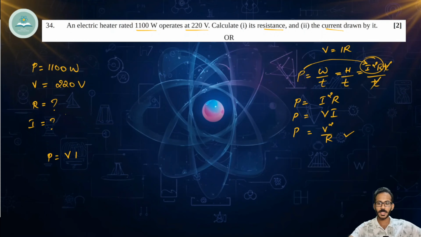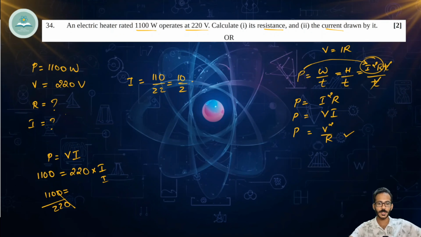So P is equal to V into I. Power is 1100 is equal to voltage 220 into I. So I is equal to 1100 divided by 220. 0 got cancelled. So I is equal to 110 divided by 22. 11 into 10 is 110, 11 into 2 is 22, 10 by 2 is 5. Answer is 5 ampere. So we got current as 5 ampere.